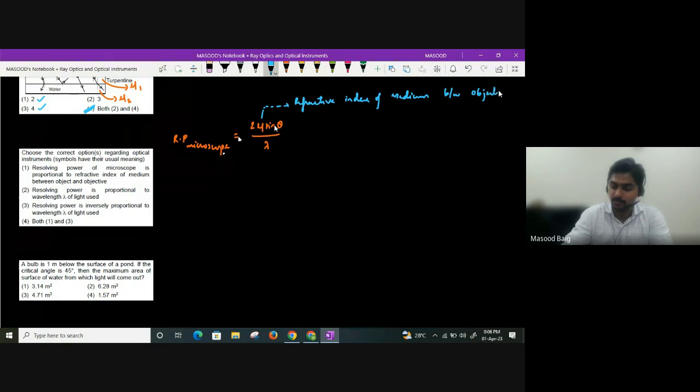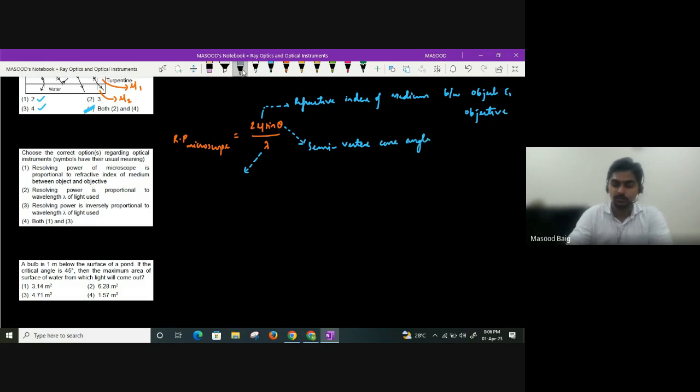Now theta is not limit of resolution here, guys. What is theta? What is mu again? If we talk about mu, it is refractive index of medium between object and objective lens. Lambda, as you all know, is wavelength of light used. What is theta here? Very important, theta is your semi-vertex cone angle of light incident on the objective, guys.